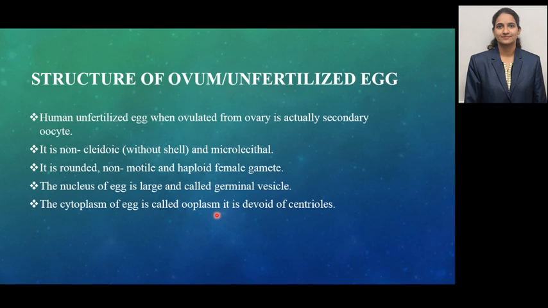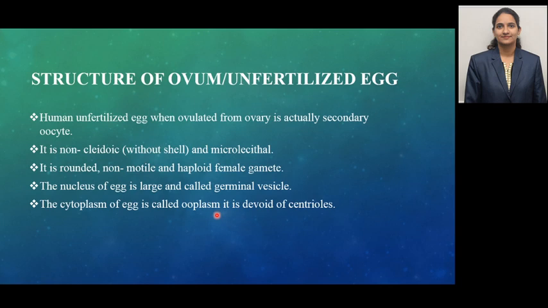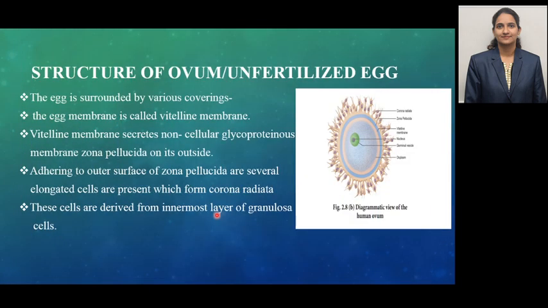After fusion, they form the zygote, which is diploid in nature. The nucleus of the egg is large and called the germinal vesicle. In the next diagram we will see that the cytoplasm of the egg is called ooplasm, and it is devoid of centrioles. There is no centriole. See this cytoplasm, the small dot-like structures are nothing but ooplasm.